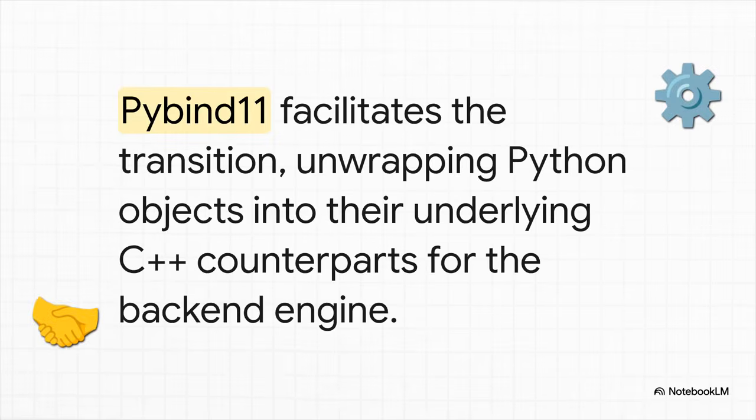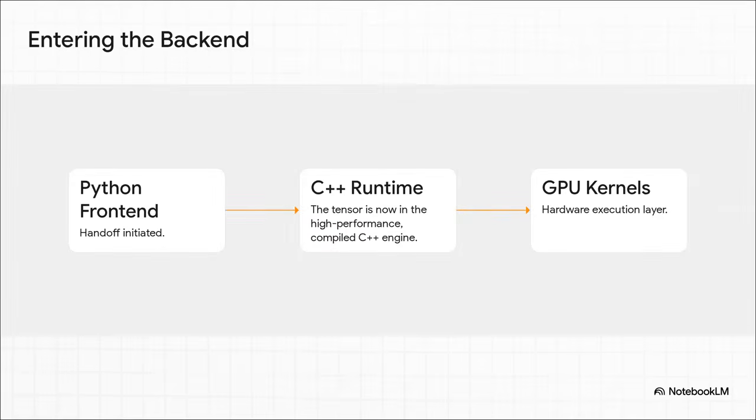So how does this handoff actually happen? It's done through a special binding layer. What happens is your Python tensor object gets unwrapped. All its important info, the data, the shape, the type, is passed down to the C++ backend, which then builds a brand new C++ version of that tensor. And just like that, our tensor has crossed the first border on our journey map. It's left the Python front end and is now inside the C++ runtime. It's not a Python object anymore. It's a native C++ object living in a much faster, compiled world.